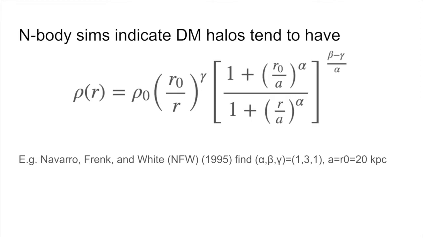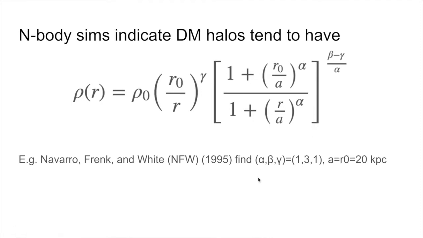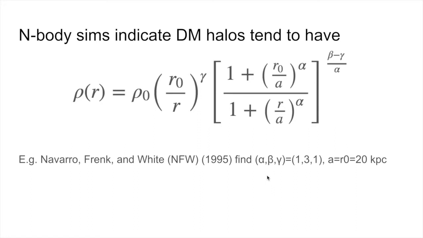And according to their simulations, they found that this form is also obeyed, but you let alpha be equal to 1, beta equal to 3, and gamma equal to 1. And they also have this parameter a and r naught equal to some number. Now it may be 20 kiloparsecs, for example, for a particular simulation that they did, but right, each halo is going to have different characteristic lengths associated with it.